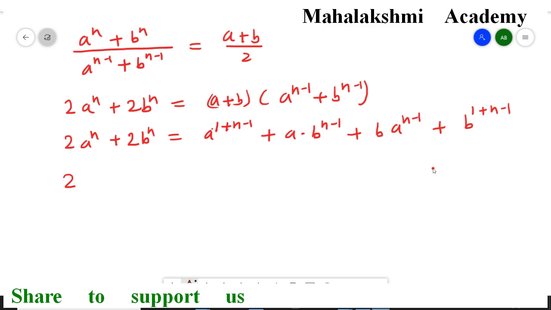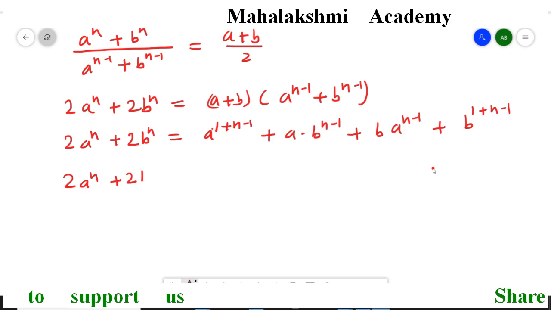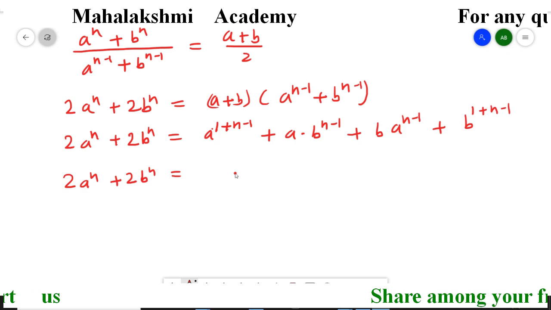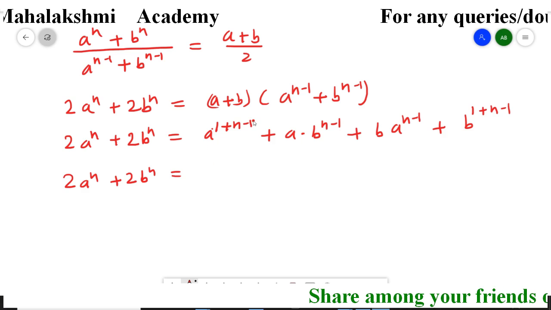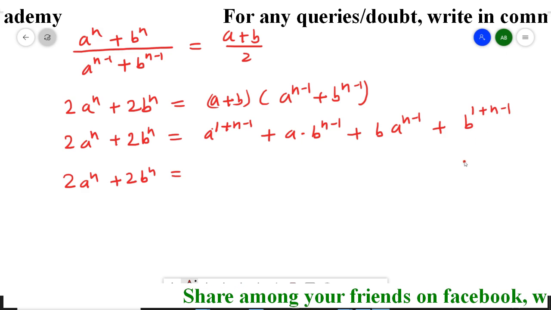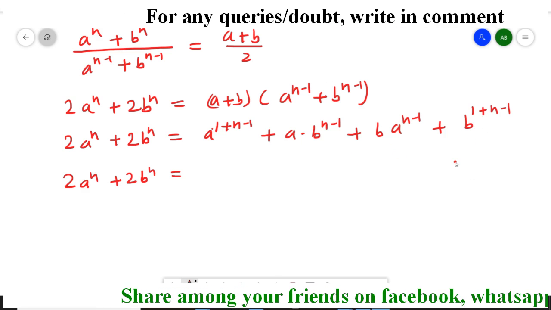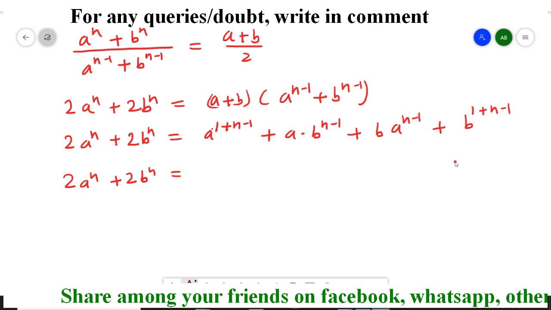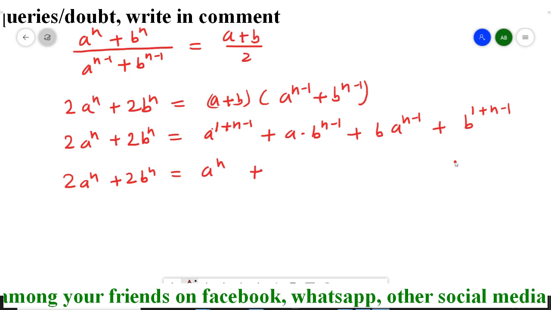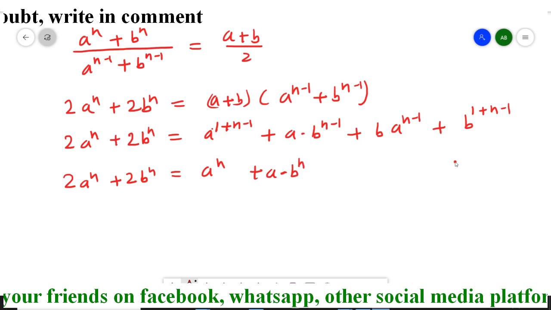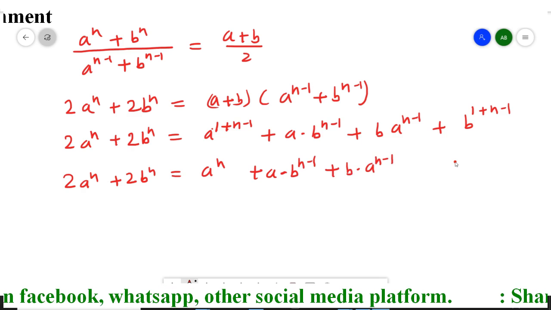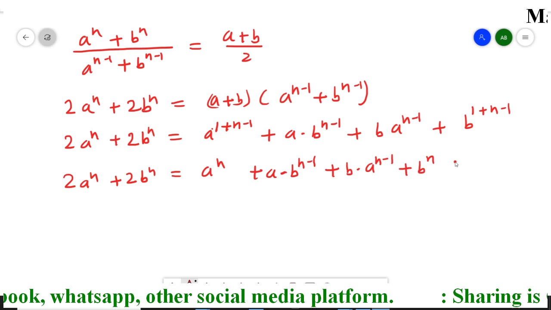Further, when you simplify, you will achieve the left side as it is, and on the right side this plus 1 and this minus 1 will get cancelled, and you will get only a raised power n. In the same way here also you will get only b raised power n, and the remaining terms just write down as it is. So the middle terms will come as it is, and the extreme terms are going to be a to the power n plus a multiplied by b to the power n minus 1 plus b multiplied by a to the power n minus 1 plus b raised power n.